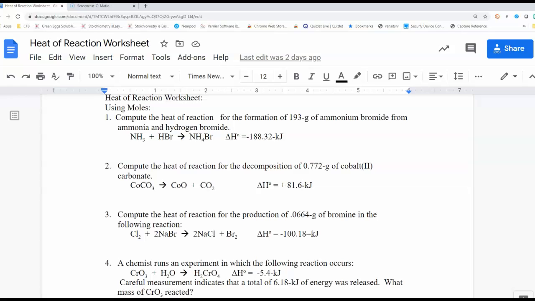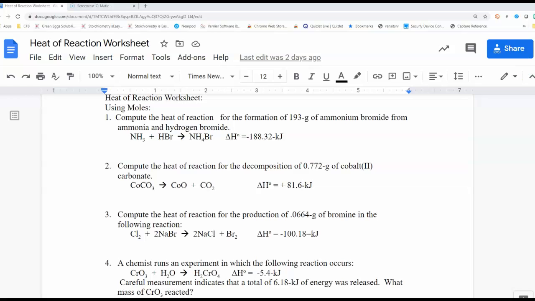Hey everybody, we're going to go ahead and work through all of the problems on these heat of reaction questions. So here we go. First question: compute the heat of reaction for the formation of 193 grams of ammonium bromide from ammonia and hydrogen bromide. Basically, for this kind of thing, we just need to set ourselves up some calculations.